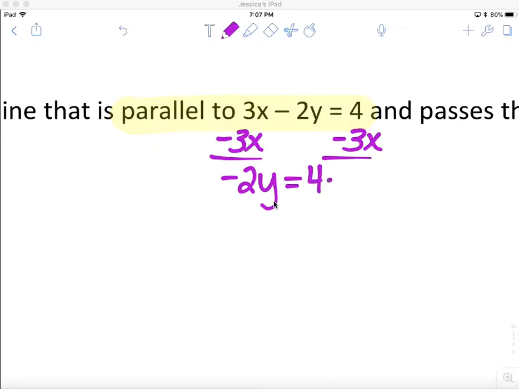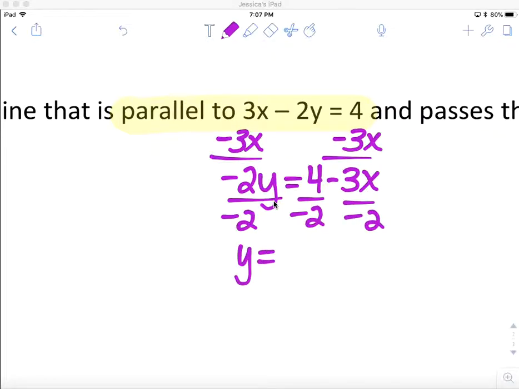Then be careful with your signs. I have to get rid of the negative 2, so I'm going to divide each term by negative 2. 4 divided by negative 2 is negative 2. And negative 3 divided by negative 2 is positive 3 over 2x. The slope here is 3 over 2.